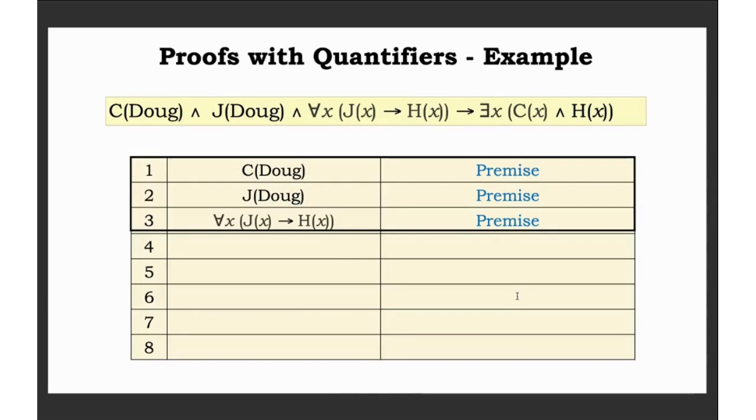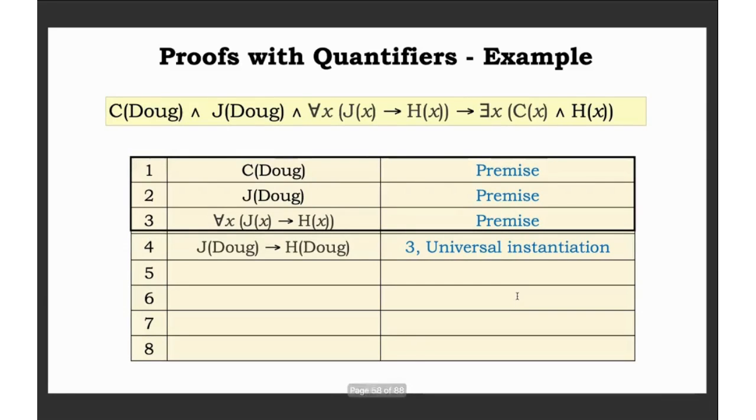So these three parts are our premises. We know that Doug is in the class. We know Doug knows how to program Java. And we know that for everyone who knows how to program Java, they can get a high-paying job. Let's see how we go from these three premises to our existential statement. First we do universal instantiation.